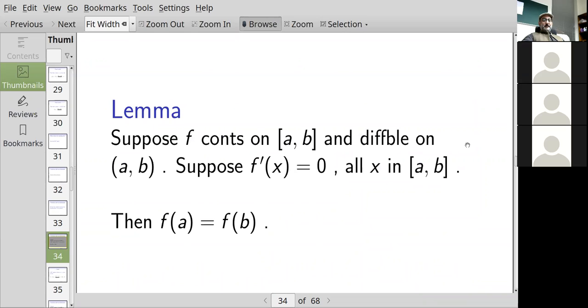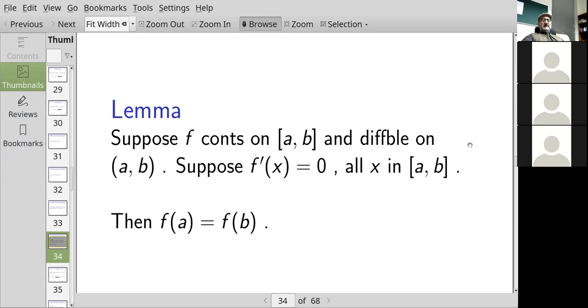So we can actually show that our intuition is correct: that when the derivative is 0 over an interval, then that function is constant over the interval. Okay. So we're going to prove a simple result.